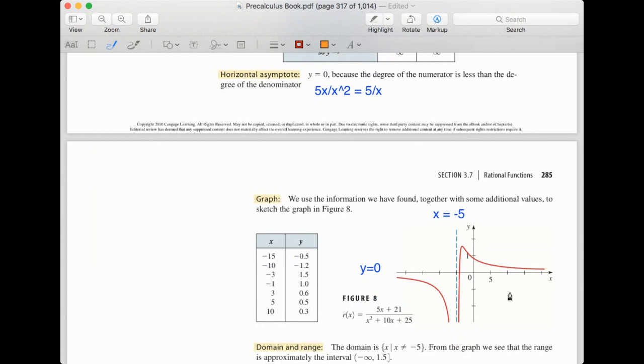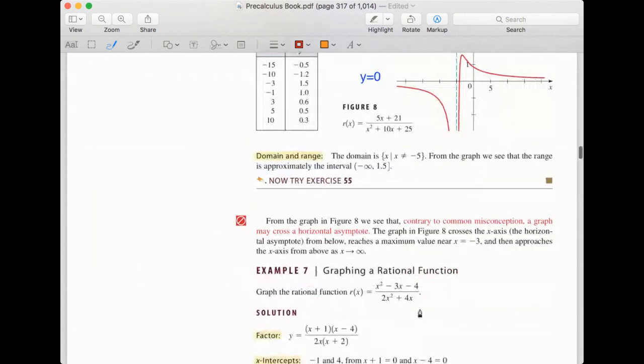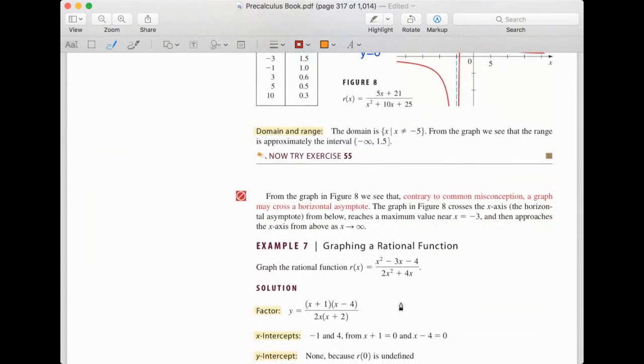All right, so this is one kind. We see the numerator has lower degree than the denominator. The numerator is a polynomial of degree 1. The denominator is a polynomial of degree 2. So this is one kind. Let's see another kind. The numerator is a quadratic polynomial, degree 2. The denominator is also a polynomial of degree 2.